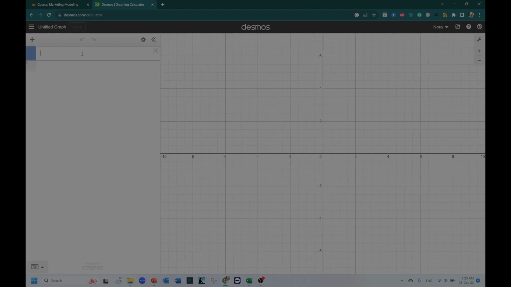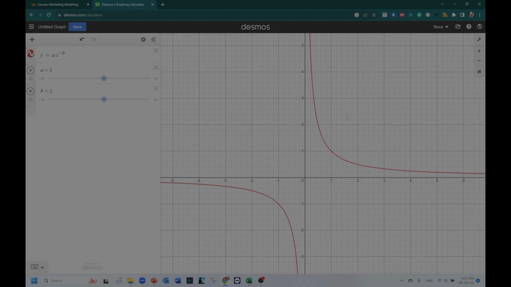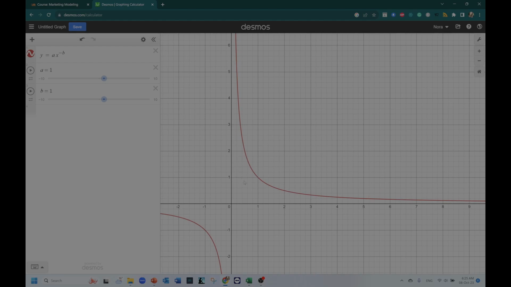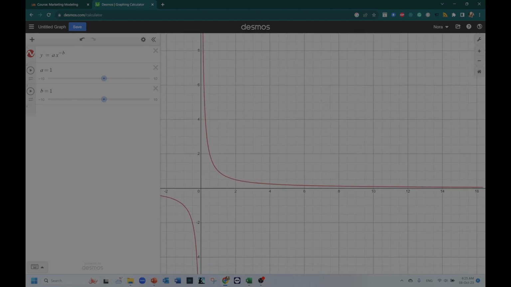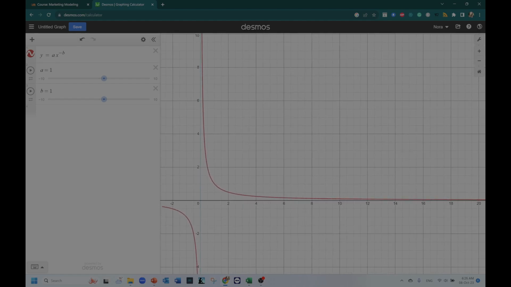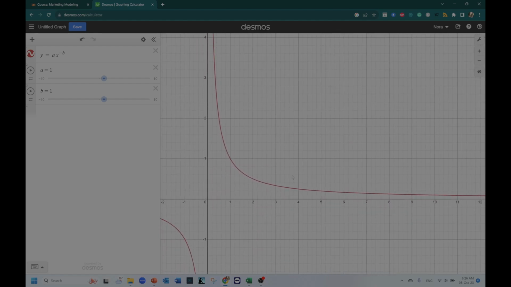Okay, so let me do it now, and let's call this the power demand curve. Over here we have y, which is Q, equal to a times x to the power of minus b. Now we are going to use a slider. Now this doesn't look right to you, but it is right. We just don't have any quantities or prices in the negative, so we are not concerned with the negative side. This is why we're going to focus on this side, and this is what a demand curve will look like. It almost approaches zero at the very tails, and we're concerned with the positive side, with positive prices and positive quantities.